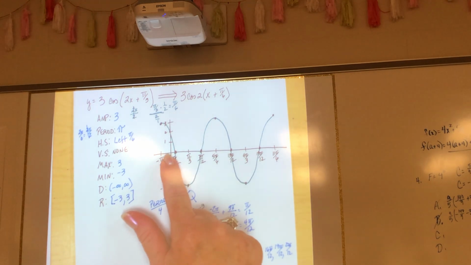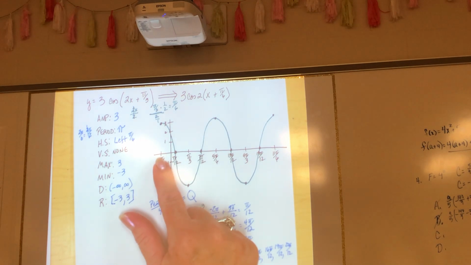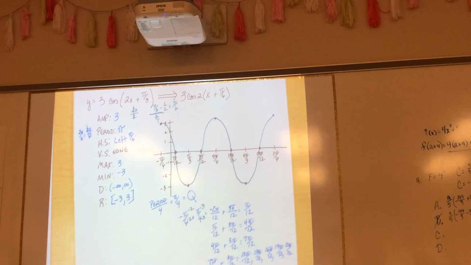Because the distance between 0 and 1/12 is 1/12. The distance between 0 and negative 1/6 is 2/12, which is 1/6.